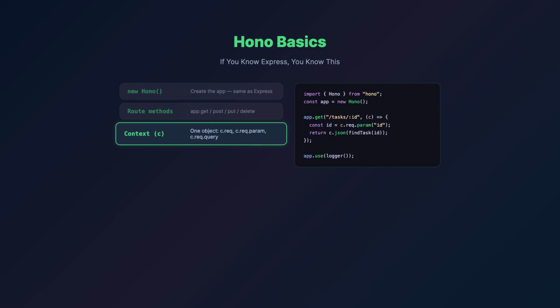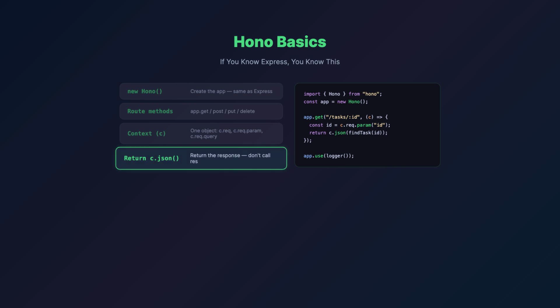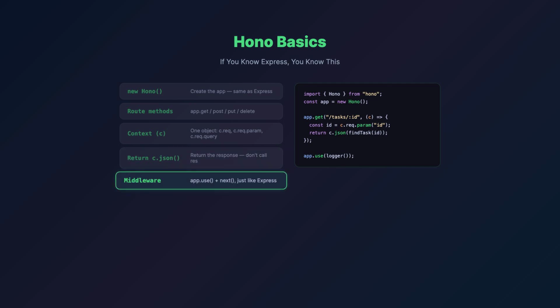c.req.param gets a route parameter. c.req.query gets a query value. And to respond, you return c.json with your data. Notice that. You return the response, you don't call a res method. A Hono handler is app.get /tasks/:id, c arrow, return c.json, find the task, clean and direct.